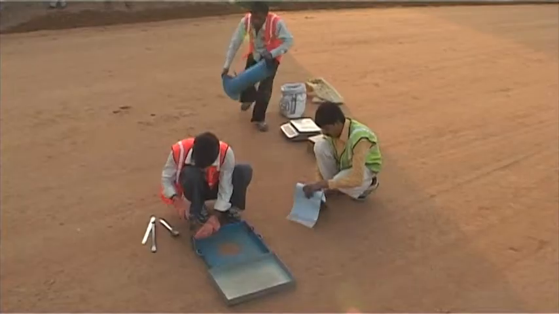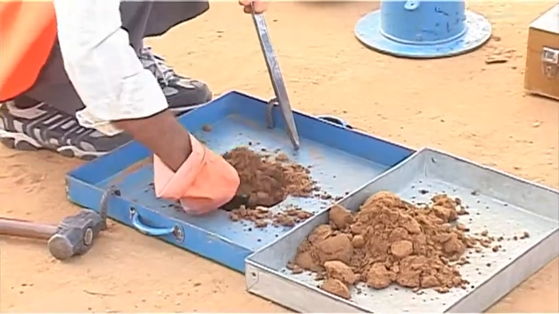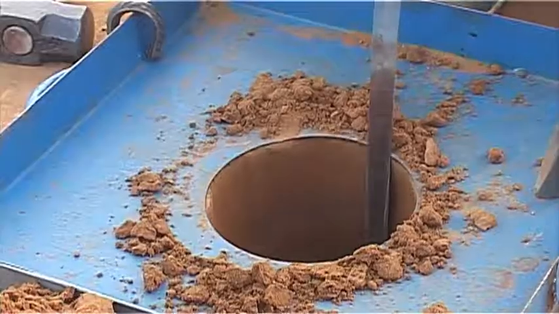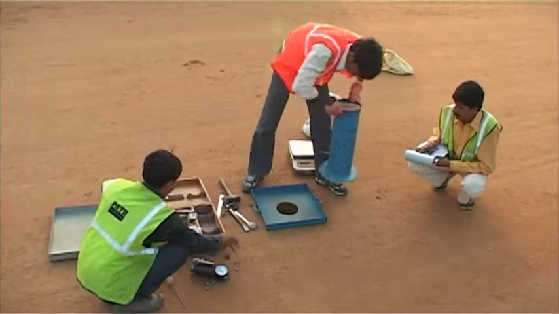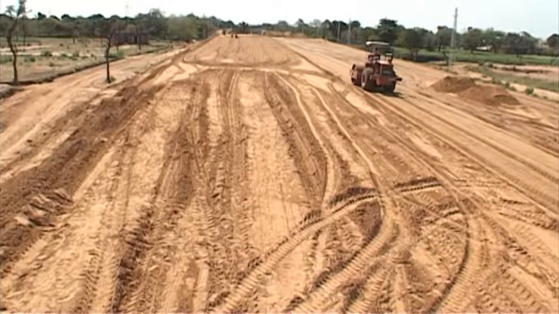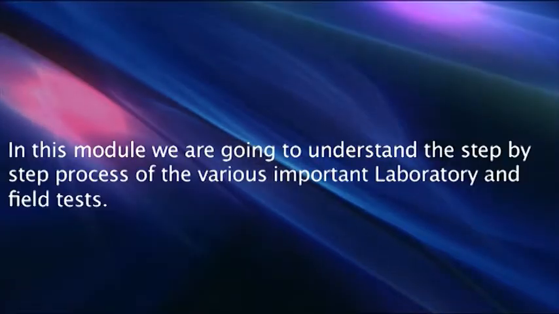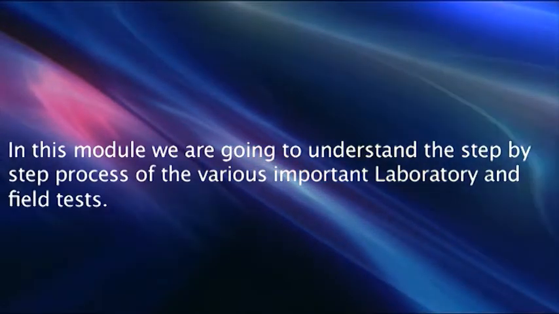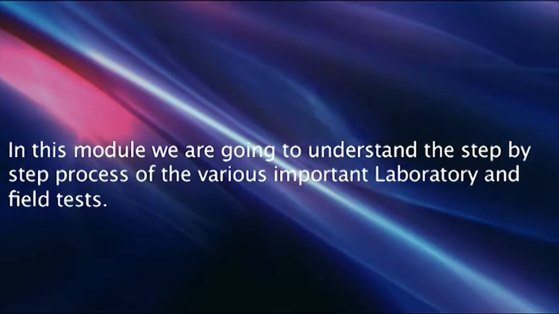Field tests. It is important to carry out the field dry density test to check the compactness of the layer which has been prepared. If the desired compaction is not achieved, then the process of rolling for further compaction is continued. In this module, we are going to understand the step-by-step process of the various important laboratory and field tests.